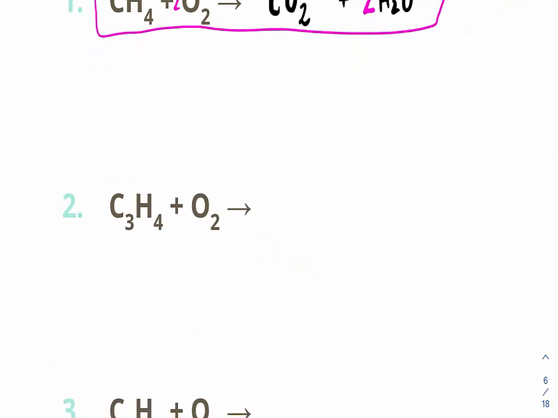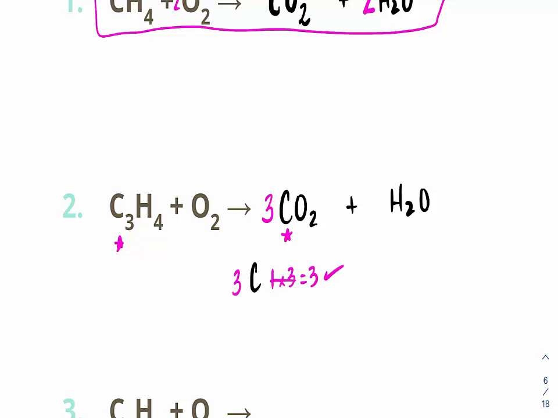C3H4 plus O2. Let's see how this turns out. So what are my products going to be for combustion? It's always CO2 plus H2O. All right, so let's look at my carbon first. Carbon starts with 3 and ends with only 1. So what do I need to multiply right here on the product side to make it equal the 3 on the other side? I need to multiply by 3. So I'm going to put in a coefficient of 3. It's going to be times 3 to make it equal 3. Carbon, good to go.